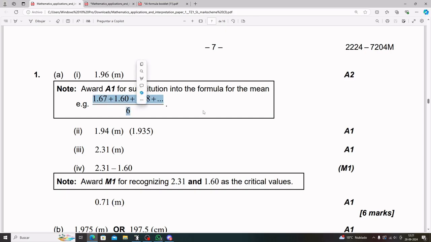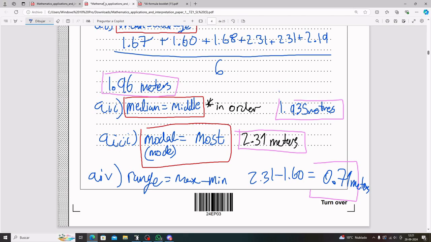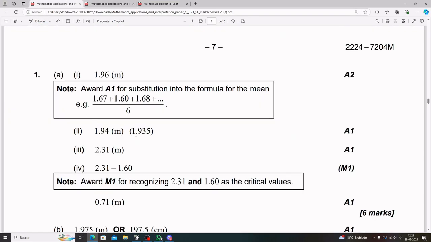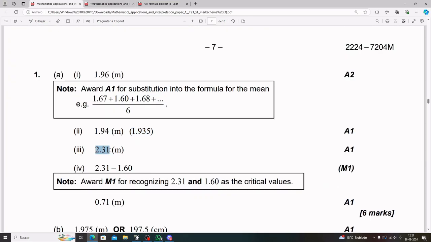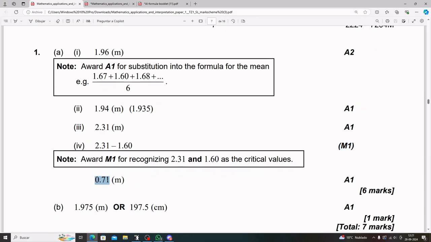Important to show your method. In this case, it wasn't so important, but it's important to do it. Whatever, show your method. See, 1.935 meters is what we got over there. The 2.31 for part Aiii, and then here's the procedure, the method for finding the range, and there's the answer, 0.71.